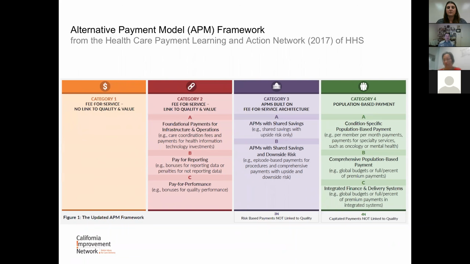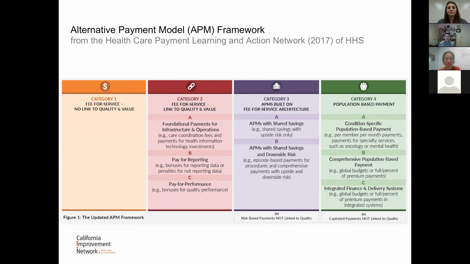We can't run from it anymore, QI folks like myself. So it's important for us to invest and learn more. So I'll run through these models. Then we'll do a quick poll about what payment models are in play in your organizations, and then I'll turn it over to Emma. So if you look here, category 1, fee for service, everybody knows what that is. That's the baseline, that's the old traditional way.